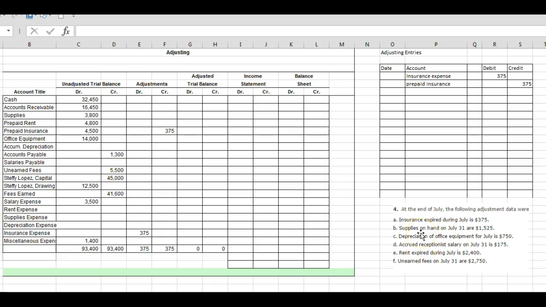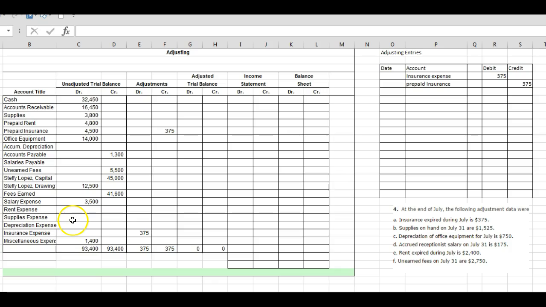The next one says supplies on hand is $1,525. So that means I used to have $3,800, and now I only have $1,525 left. So I've used some of that. So I need to decide how much I have used. So if you subtract $1,525 from $3,800, you will come up with $2,275 being used.